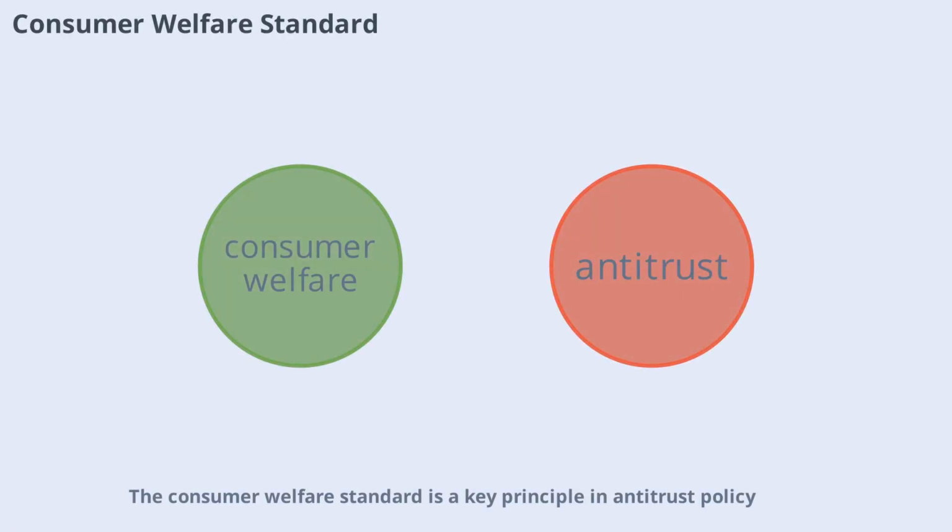Consumer welfare standard is a key principle in antitrust policy. It focuses on the impact of business practices on consumer prices, choices, and quality. If a firm's actions harm consumers, regulators may intervene. This standard guides antitrust enforcement and helps ensure that markets serve the interests of the public.